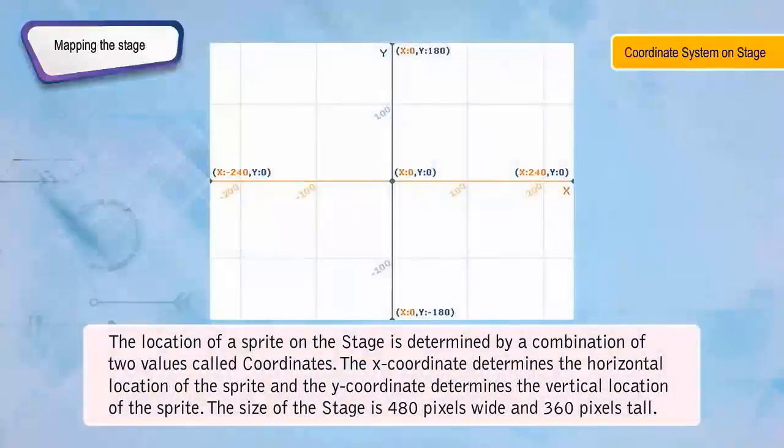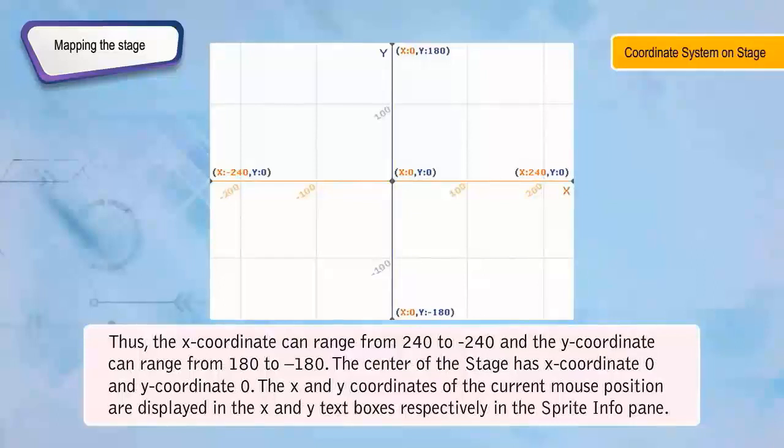Coordinate system on stage. The location of a sprite on the stage is determined by a combination of two values called coordinates. The x-coordinate determines the horizontal location of the sprite, and the y-coordinate determines the vertical location of the sprite. The size of the stage is 480 pixels wide and 360 pixels tall. Thus, the x-coordinate can range from 240 to -240, and the y-coordinate can range from 180 to -180.